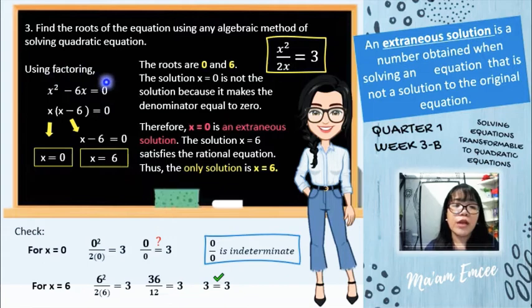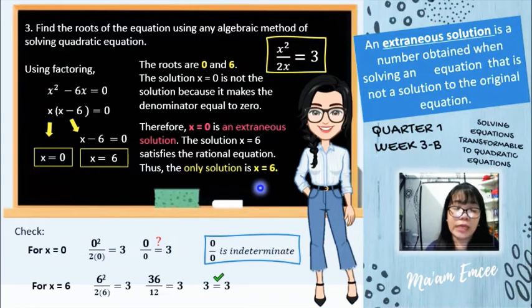It is obtained out of the given equation. But then, if you are going to substitute this value to our original equation, then the two sides of the equation will not be equal. So it does not satisfy the original equation. Therefore, it is not a solution but rather an extraneous solution. So the solution x equals 6 satisfies the rational equation. Thus, the only solution is x is equal to 6.